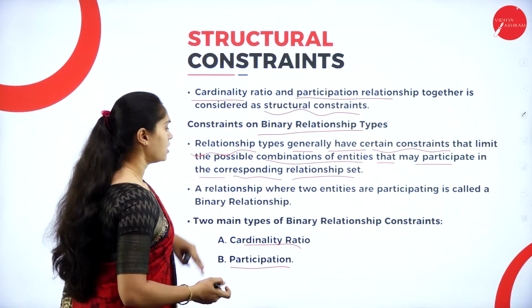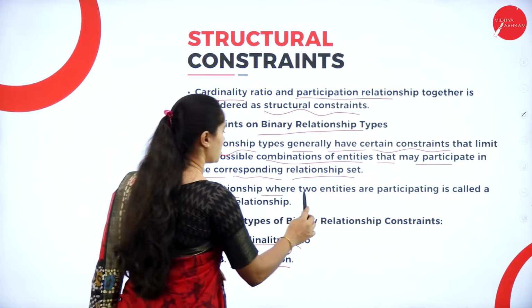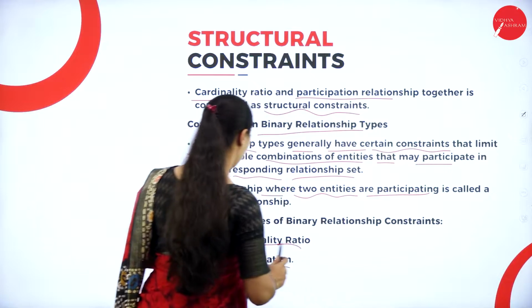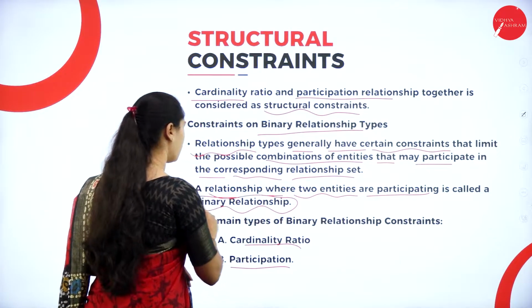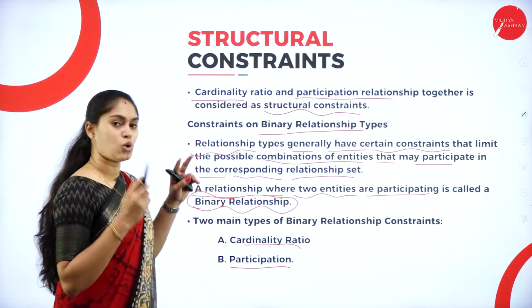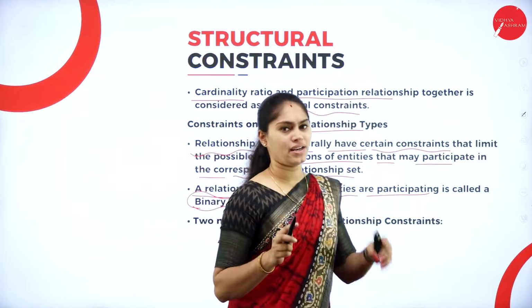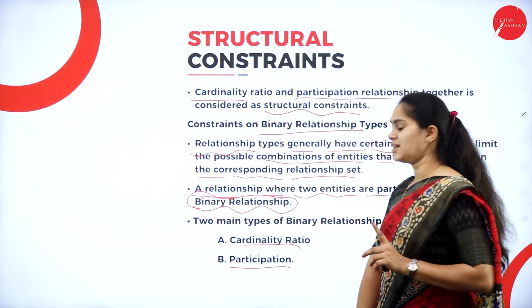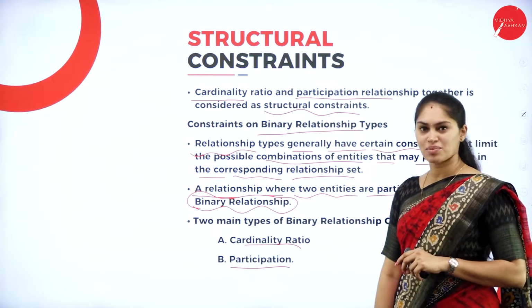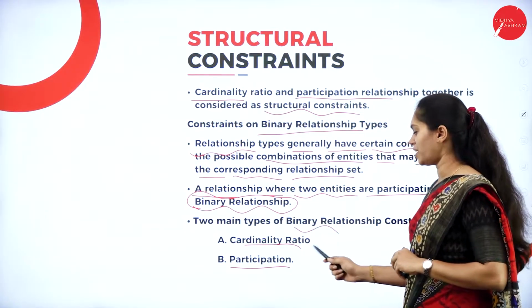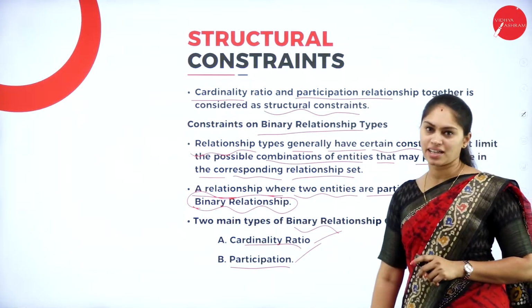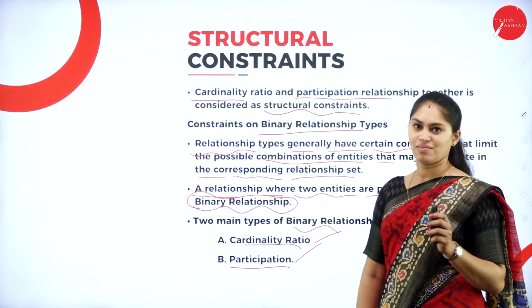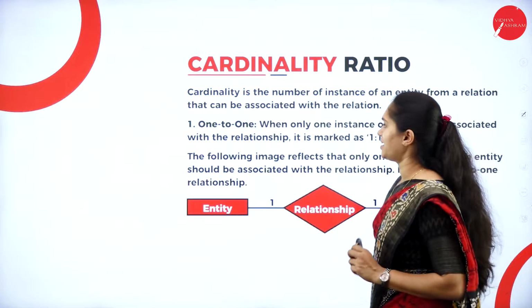And also here, when there is a relationship where two entities are participating, it will be considered as what? Binary relationship. When there is a relationship between two entities, that type of relationship is considered a binary relationship. We have two types in the binary relationship. One is cardinality ratio and another one is participation. We'll see about the cardinality ratio now.